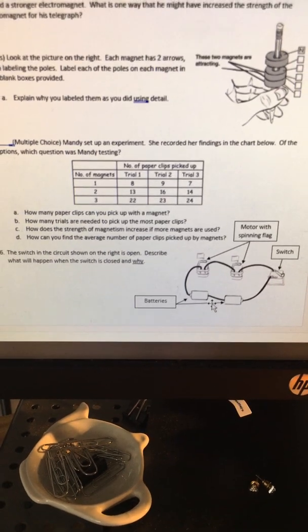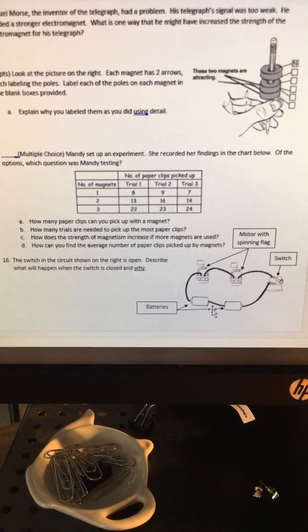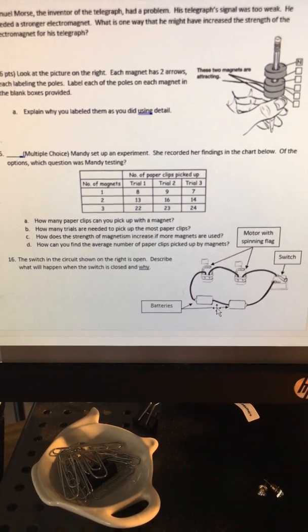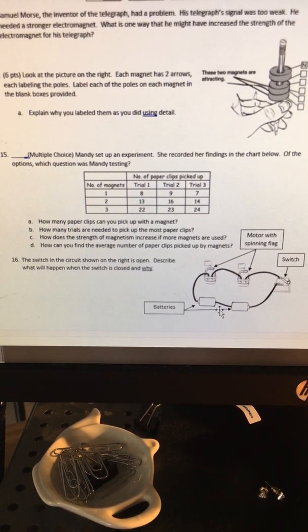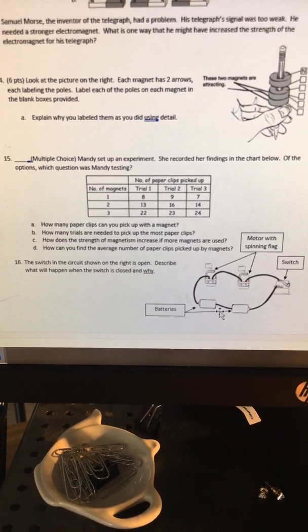This one, you guys have a circuit. We didn't do a ton of circuits, but this should be pretty easy for you guys. So you guys have these little motors, you have a switch, and you have batteries. The switch in the circuit shown on the right is open. Describe what will happen when the switch is closed and why.